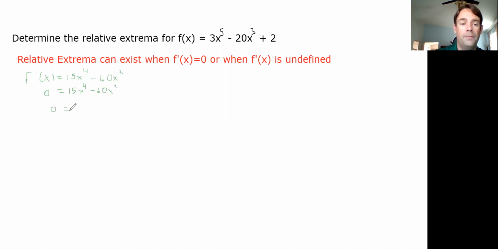So I get that. So 15x squared, x squared minus 4. So one more time here. 0 equals 15x squared, x plus 2, and x minus 2. There we go. So x equals negative 2, x equals 0, x equals positive 2.